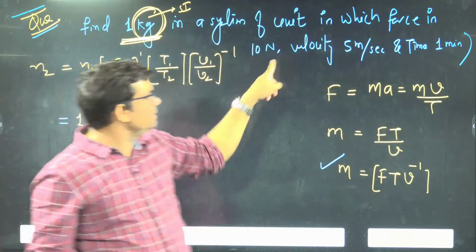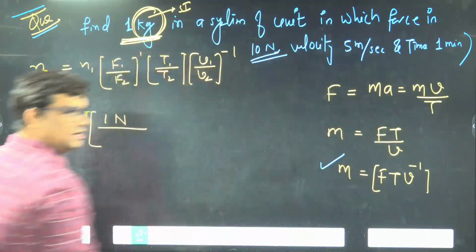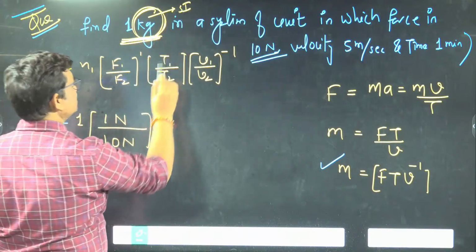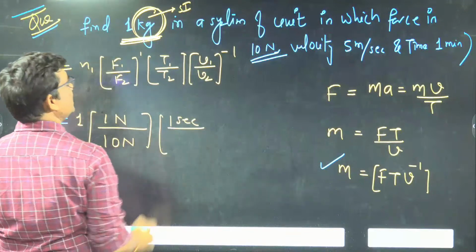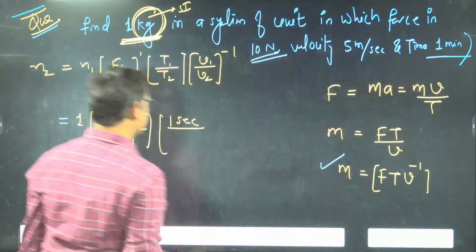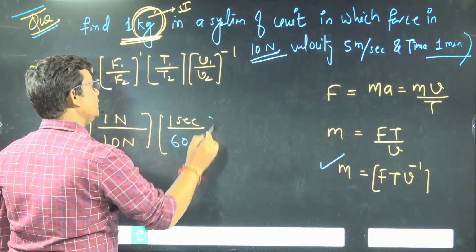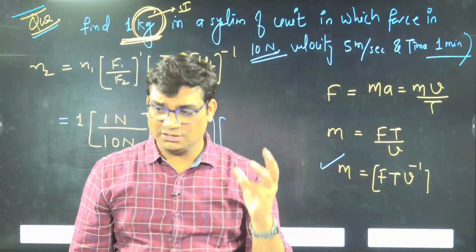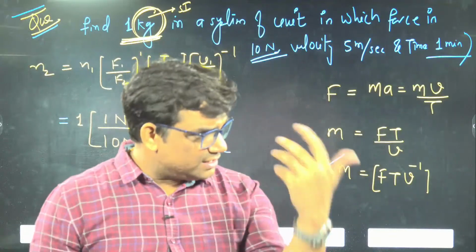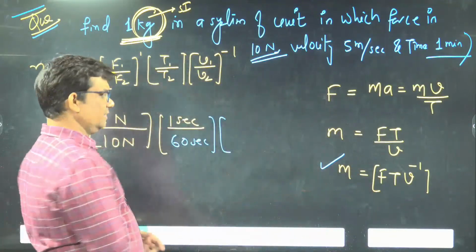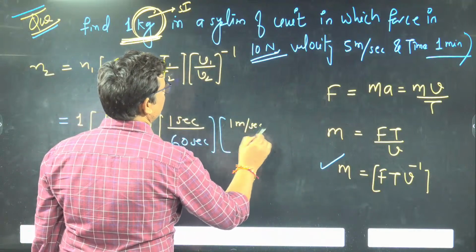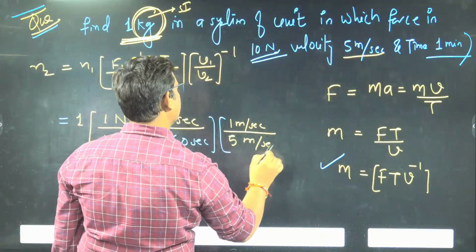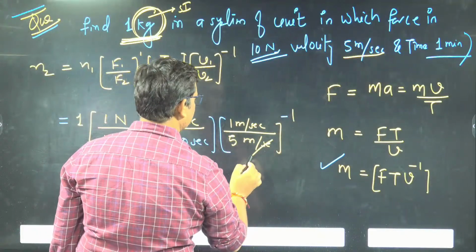But in the second system, this is given as how much? 10 Newton. Then in the SI system, time is always taken as 1 second, but in my new system, time is how much? 1 minute. 1 minute I can write as 60 seconds. Then velocity. What is the unit of velocity in SI? You can say 1 meter per second. But in the new, hypothetical system, it is 5 meter per second, power minus 1.